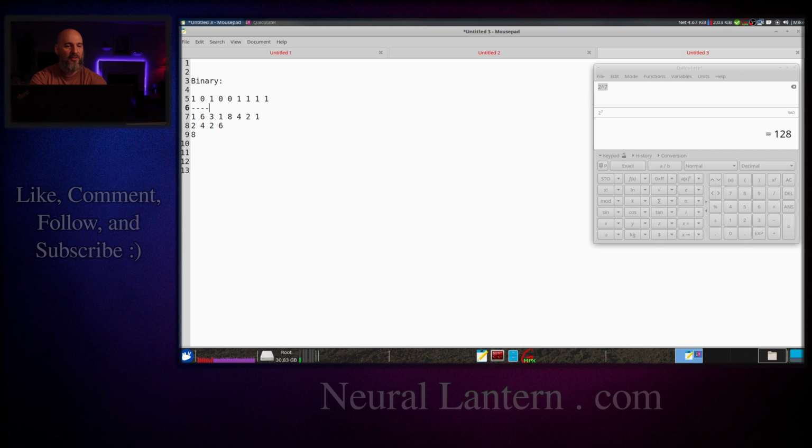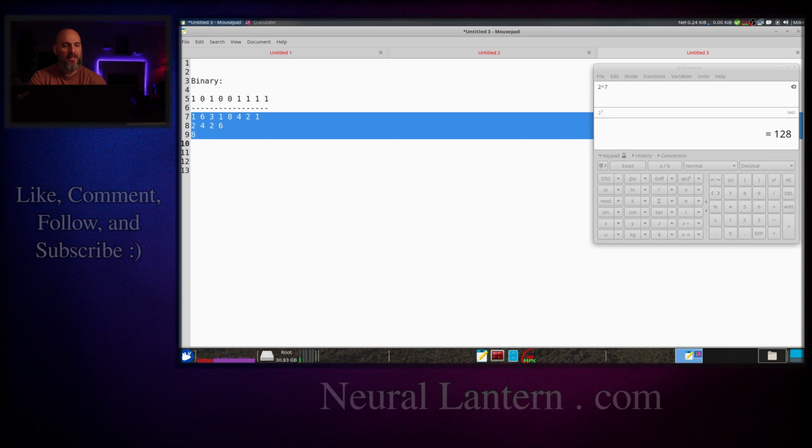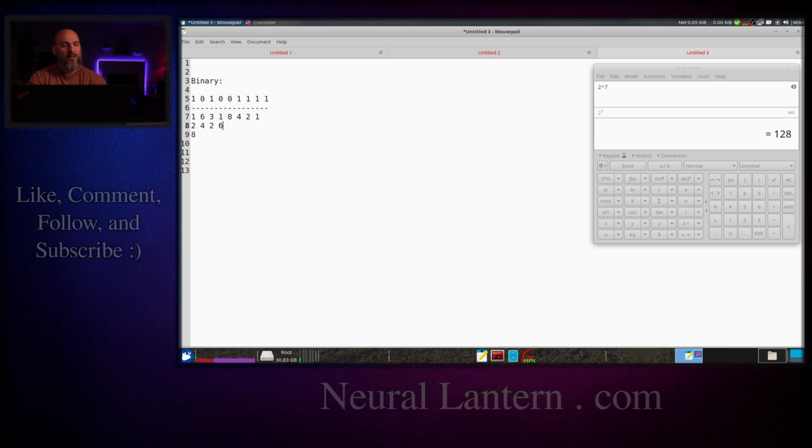Let me do some dashes under here, just so that there's some sort of a visual delineation or delimiter showing us that these are just representing the strengths and this is the actual number. Okay, so how can we write this out in a formula?